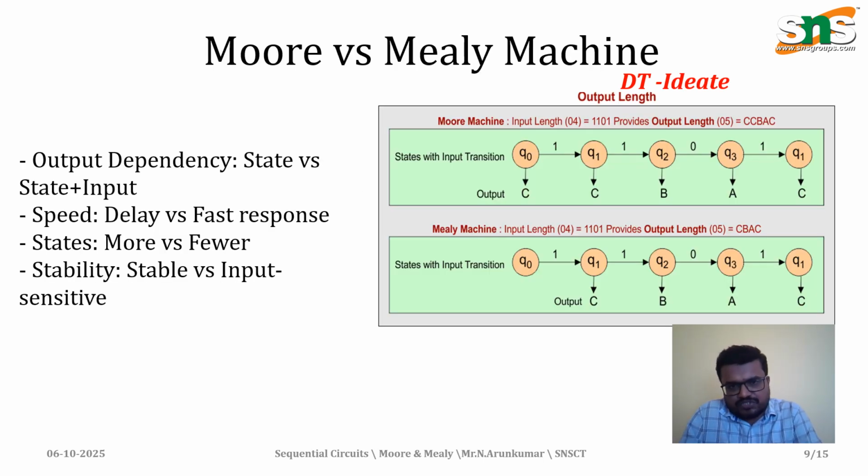Moore versus Mealy machines. We have already discussed that Moore and Mealy machines have present state and input. In Moore machine circuits, the state transition is taken from the starting itself, so the output is decided from the starting itself. Whereas in the Mealy machine, it depends on the input along with the present state. The Moore and Mealy machines are identified and chosen based on the speed, states and stability of the system.